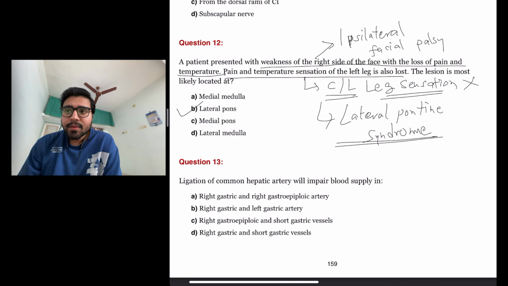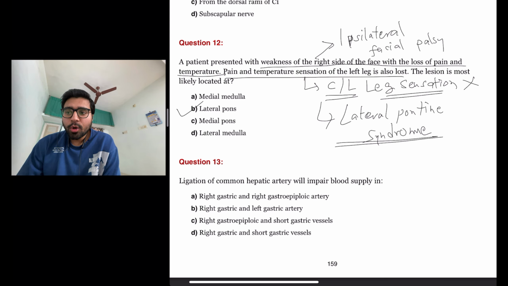The next question is: ligation of the common hepatic artery will impair blood supply in. So guys, to answer this kind of question, we have to know the vascular anatomy of the liver very well. By this only we can come to the conclusion of what the actual branches of the common hepatic artery are, and in which the blood supply actually happens, and when you ligate the common hepatic artery the blood supply in those branches will become impaired.